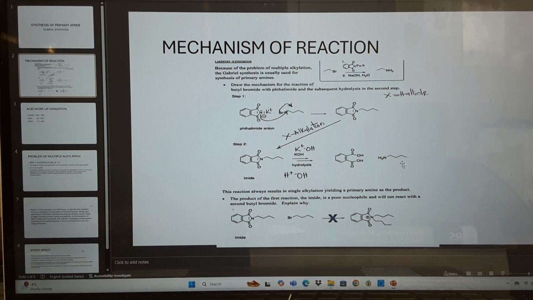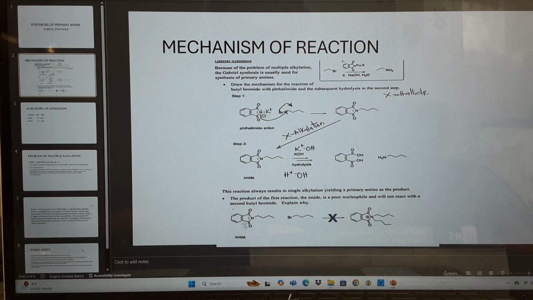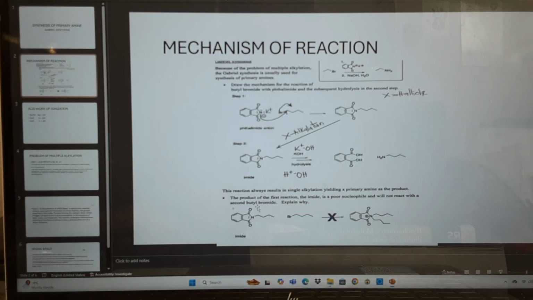So single alkylation will give you a fine amine here. No secondary or tertiary amine attached. And so further alkylation would not occur.